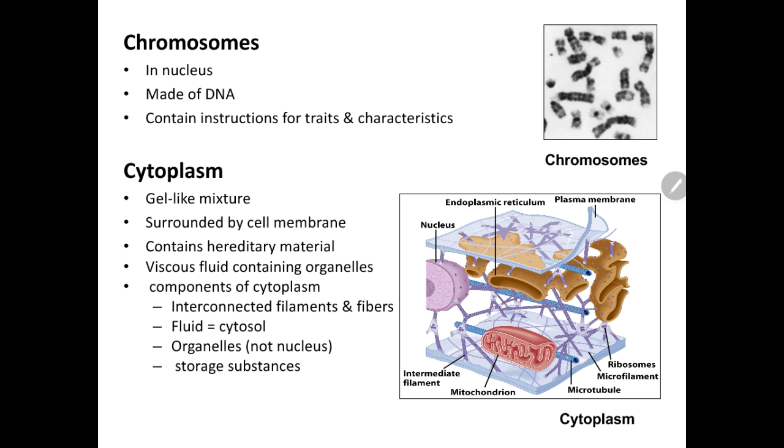Chromosomes. Chromosomes are inside the nucleus, made of DNA, contain instructions for traits and characteristics. So basically they contain the characteristics of that person. Cytoplasm. It is a gel-like mixture surrounded by cell membrane, contains hereditary material, viscous fluid containing organelles, components of cytoplasm, interconnected filaments and fibers. Fluid is called cytosol. Organelles but not nucleus. Storage substances.